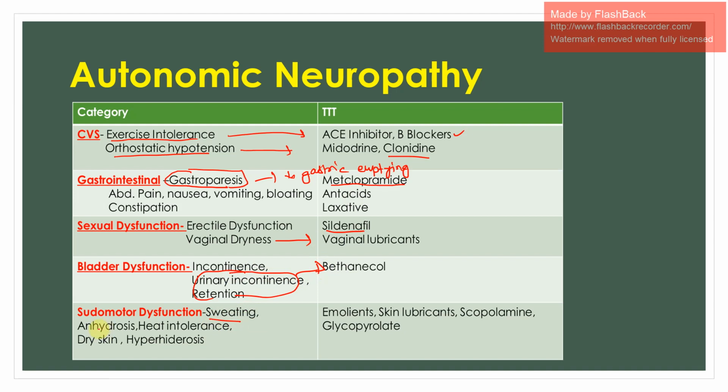We have sweating abnormalities: anhidrosis, heat intolerance, dry skin, hyperhidrosis. For dry skin, we can give skin lubricants, and for excessive sweating, we can give scopolamine and glycopyrrolate, which will decrease the sweating. So this is all about autonomic neuropathy. There is involvement of the autonomic function of the body. The cardiac function is affected, the GIT function is affected, there is sexual dysfunction, bladder dysfunction and pseudomotor dysfunction. So we treat them.